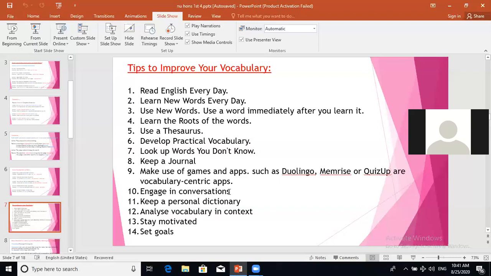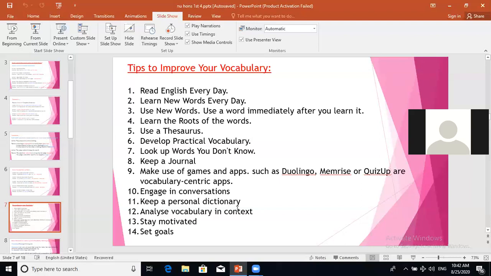Engage in conversations. That's very important because as a student of English, you are learning English, but if you cannot speak in English, that's actually not good, it's not fair, it's shocking. So if you don't speak, you will not learn speaking. So the words you are learning every day, you should engage yourself in conversations. If you engage yourself in conversations, you can use those words in speaking with others, and that will help you to enrich your vocabulary, of course.